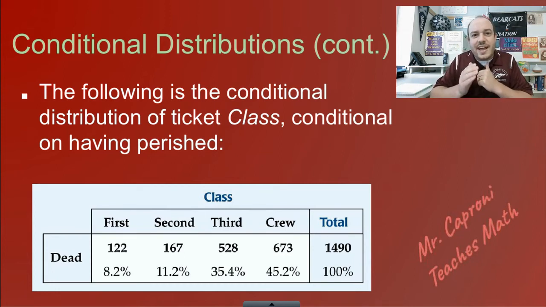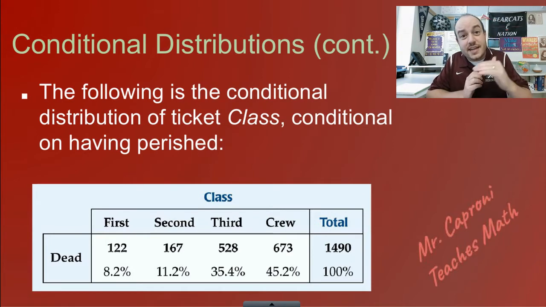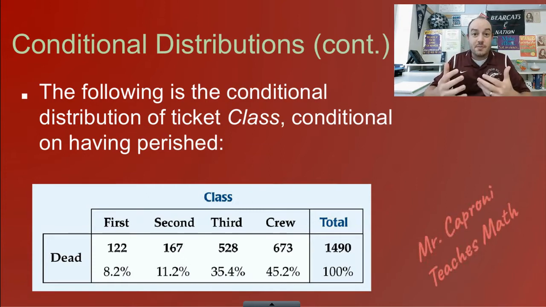So when you're looking at conditional distributions, it's better to see the big picture where you're looking at several conditional distributions at the same time. In this case, we would want to compare the percent of the people that were alive to the people that were dead. For example, if I went back and looked at the alive data and found out that 10% of all the people that were alive were crew members, and now we're looking at the dead individuals and find out that 45% of the dead were crew members, we should be concerned.